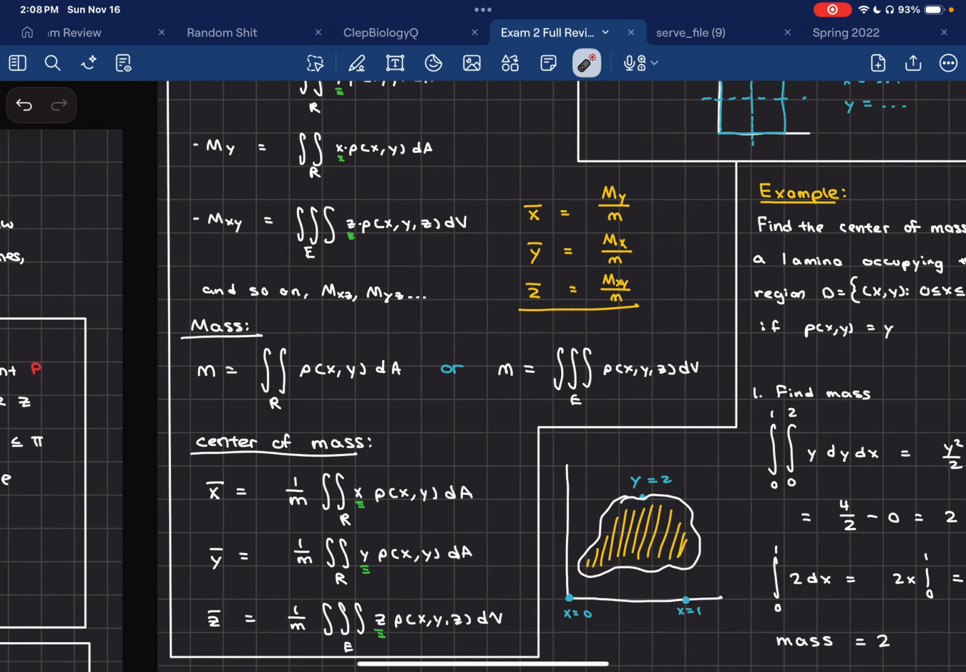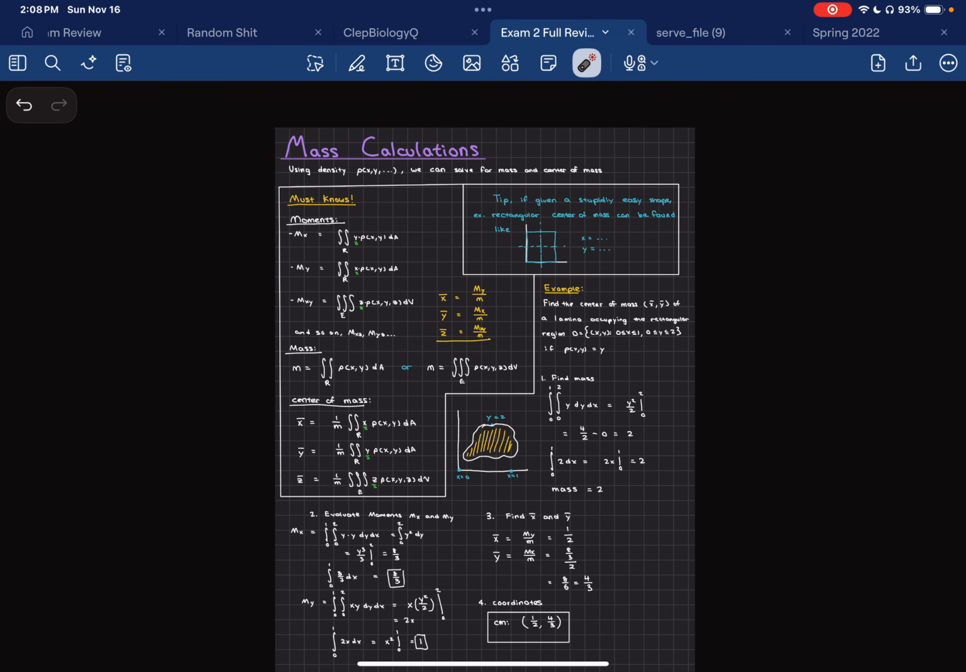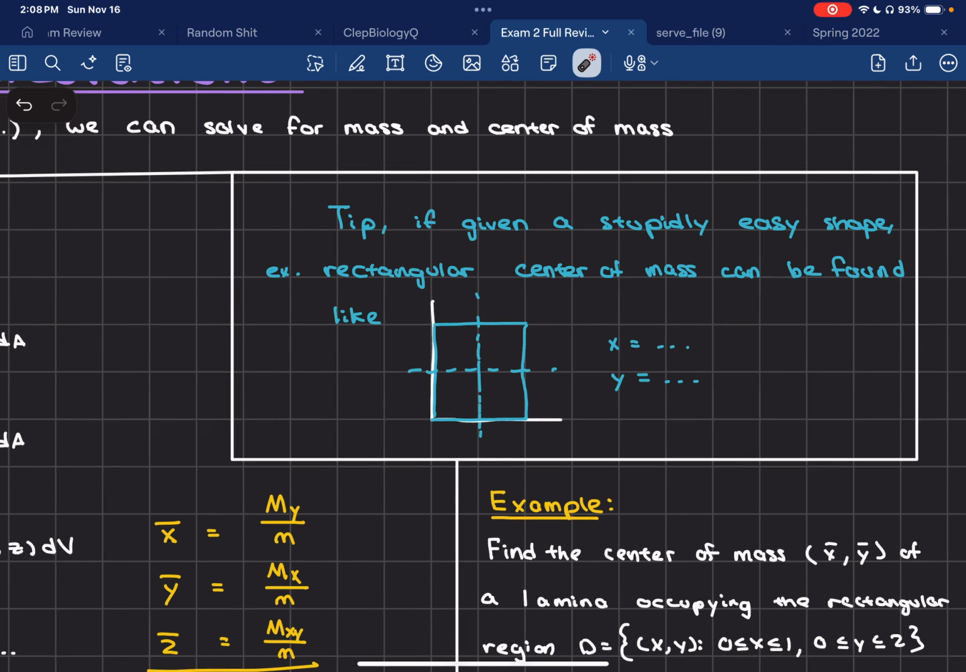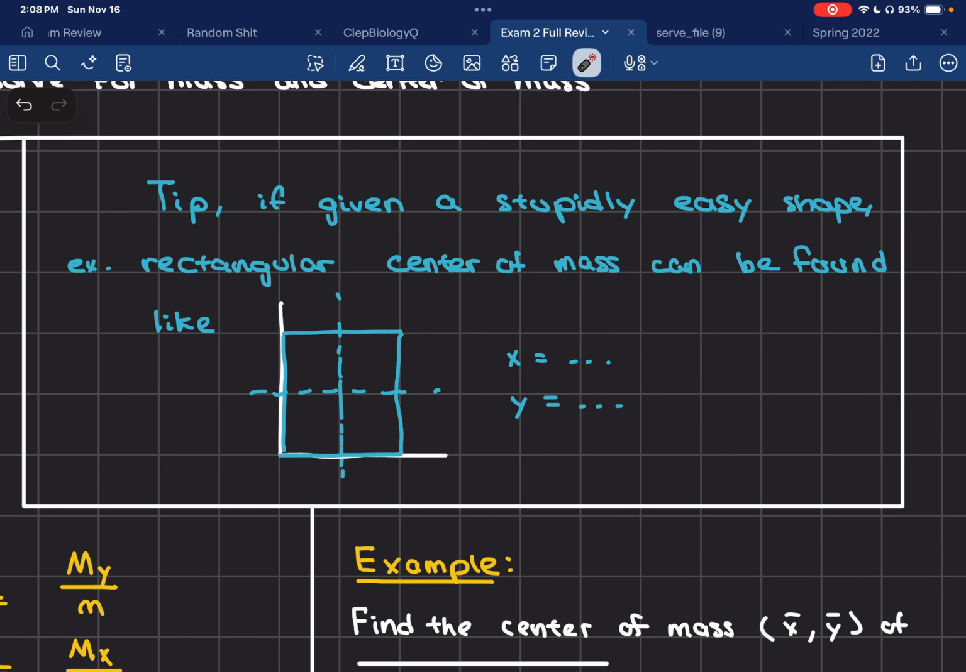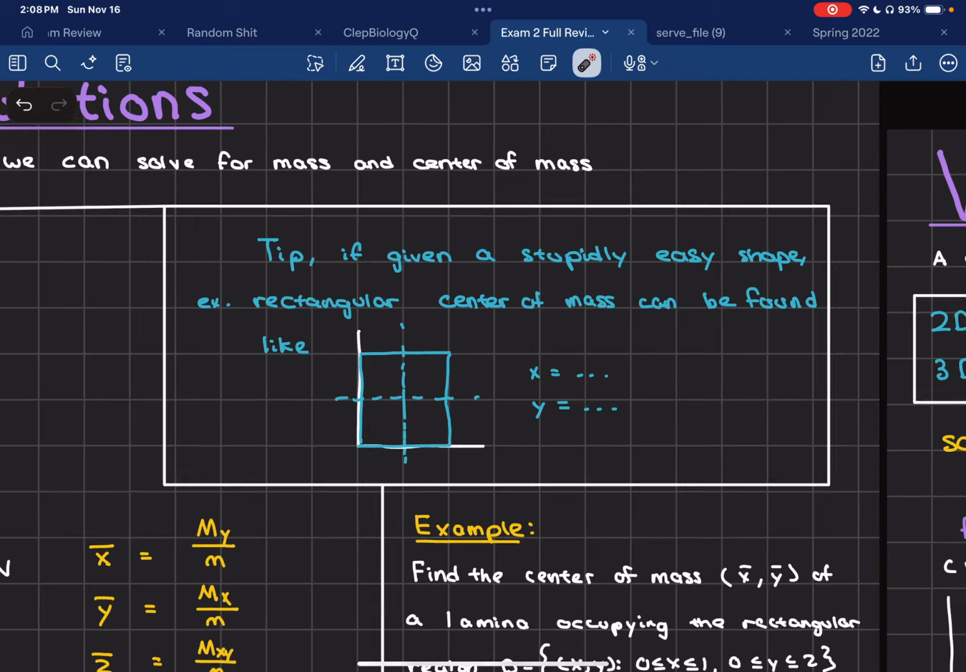Okay, so now that we have this, here is a tip. If you are given a very easy shape, for example, they literally tell you it's a rectangle, you can find the center of mass in a much easier way, because if it's a rectangle, you can just find where the center is, and that's the center of mass.